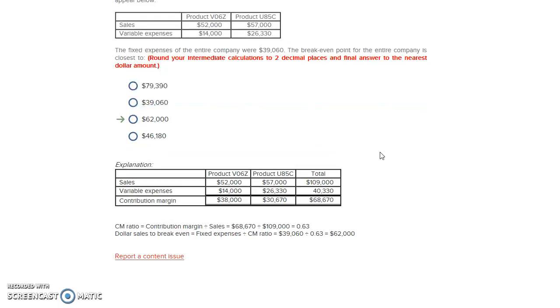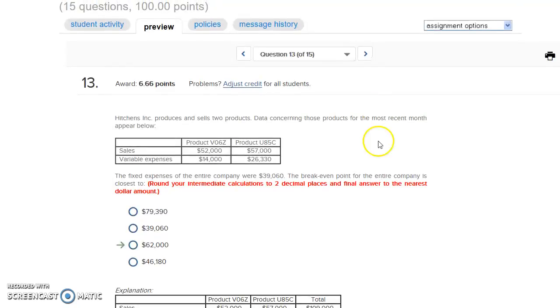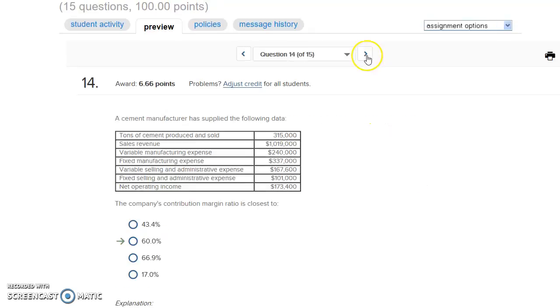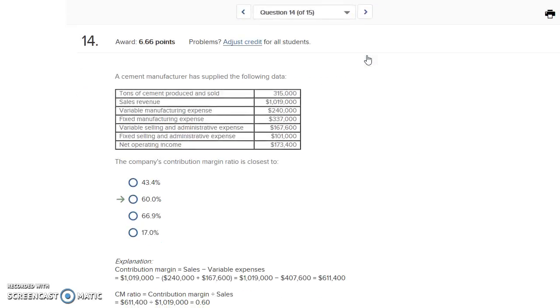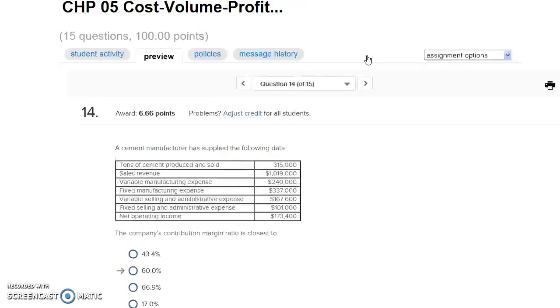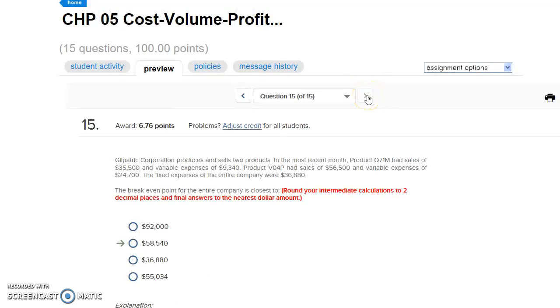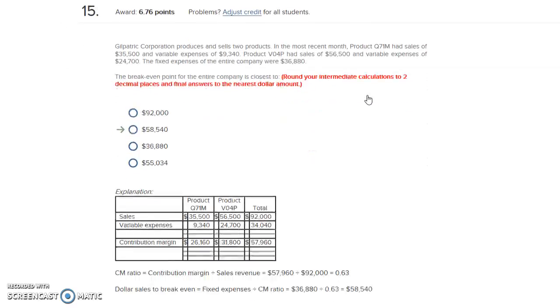And here's another sales mix. Okay, and contribution margin ratio. And the last one is break even.